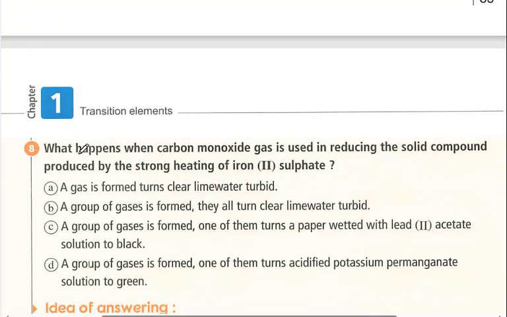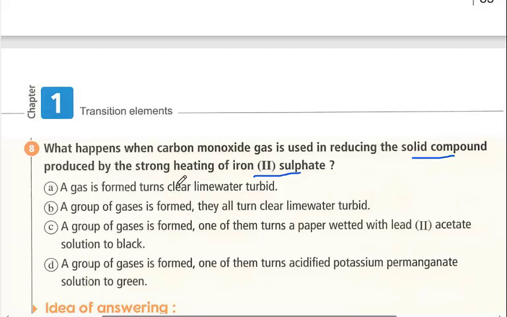Let's have another example. What happens when carbon monoxide gas is used in reducing the solid compound produced by the strong heating of iron 2 sulfate? Iron 2 sulfate, when it is heated, 2 moles of iron 2 sulfate will produce ferric oxide. Yes, ferric oxide. Well, the question is, what happens when carbon monoxide gas is used to reduce the solid compound, which is ferric oxide or iron 3 oxide, produced by the strong heating of the sulfate? Okay.